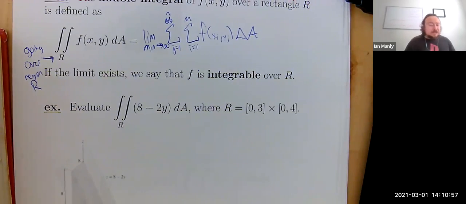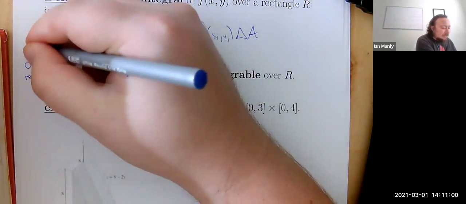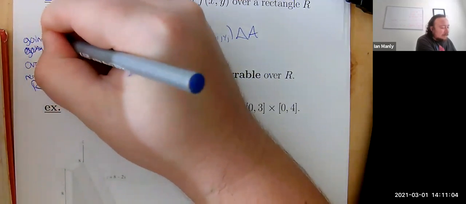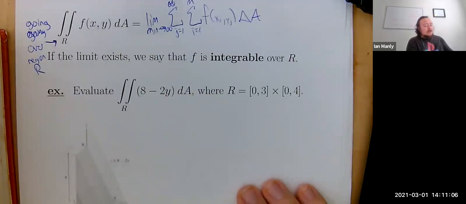What does that say? Going over the region R. Sorry, I feel like my handwriting's gotten worse. Sorry about that. Going over the region.